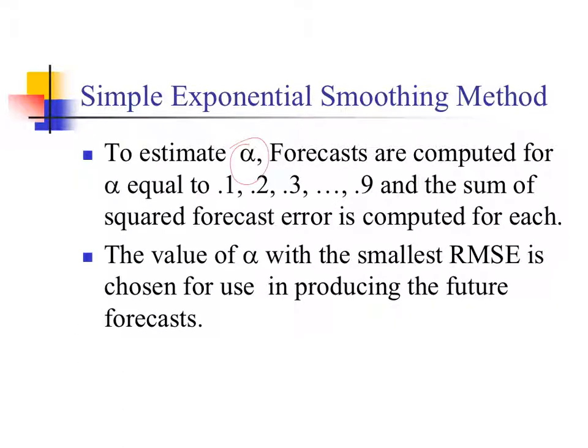To estimate alpha, we are going to forecast for alpha equal to 0.1, 0.2, 0.3, up to 0.9, and then we check the root mean square error of each forecast. And then the value of alpha with the smallest root mean square error is chosen for use in producing the future forecasts. Okay? So in reality, you will try all these smoothing constants, find a different forecast, calculate the root mean square error for each model, and then choose the alpha with the smallest root mean square error.